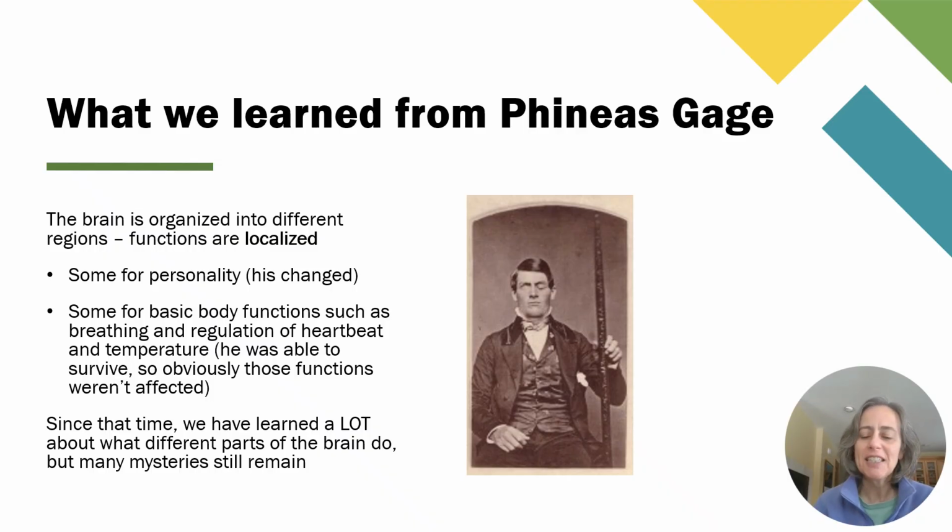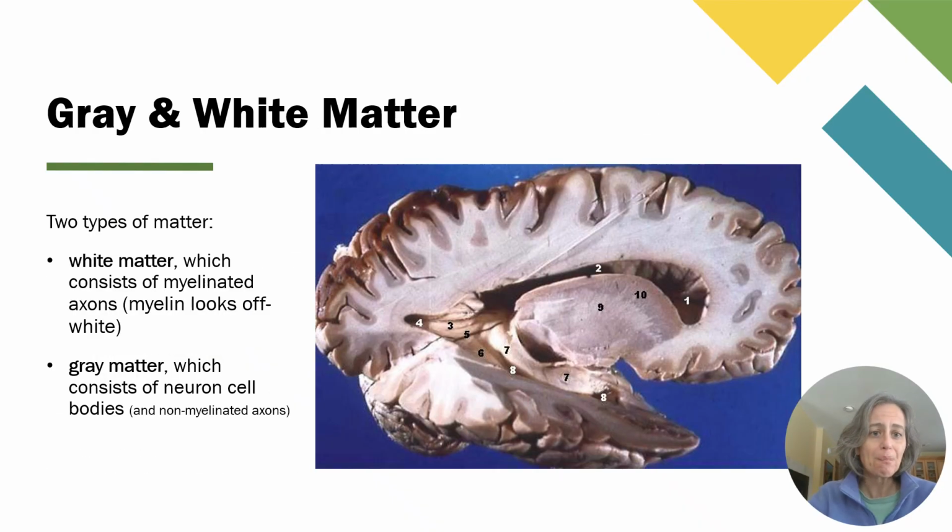So the case of Phineas Gage, obviously the location of his brain injury was places that aren't necessary for keeping you alive, but his personality changed. There's some controversy about that. But since that time, we've learned a lot about what different parts of the brain do, but there's still a lot of mysteries remain. There's still so much we don't know.